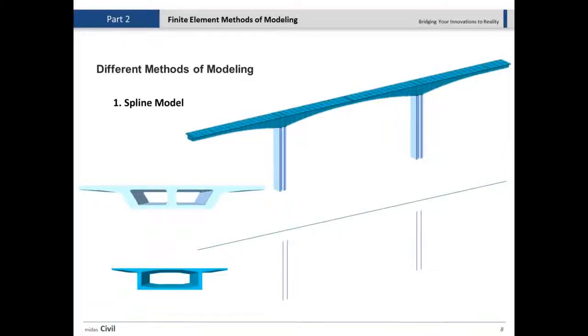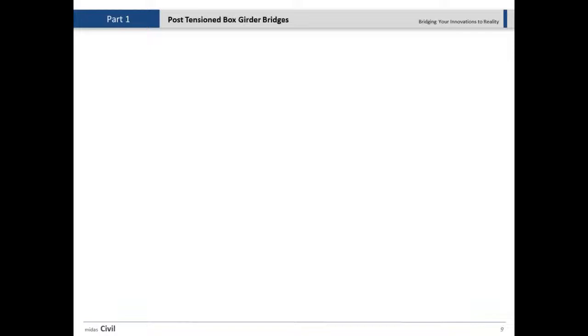The code asks us to do the spline model. So technically, you can do a frame modeling. You could have your pier, and then the deck would be modeled with only one beam element. And then we assign the material property and sectional property of that box into that single beam element. So I'll open my Civil and show you how exactly that's going to work.